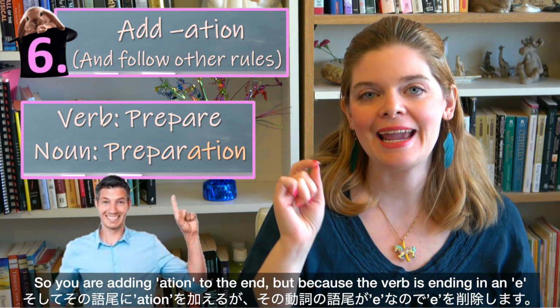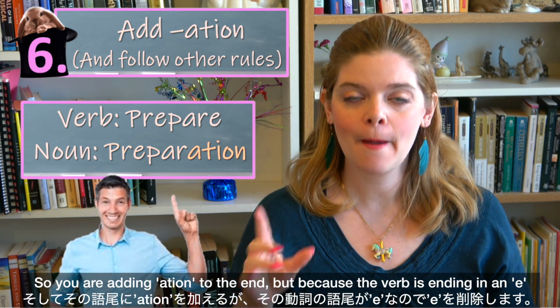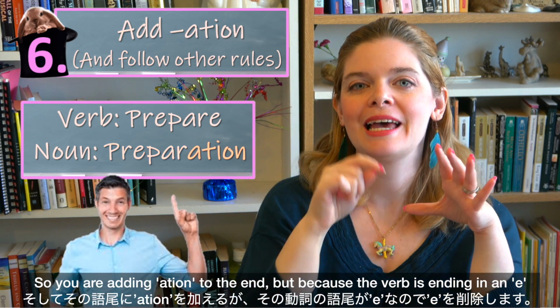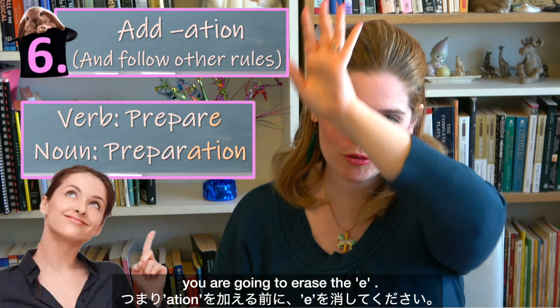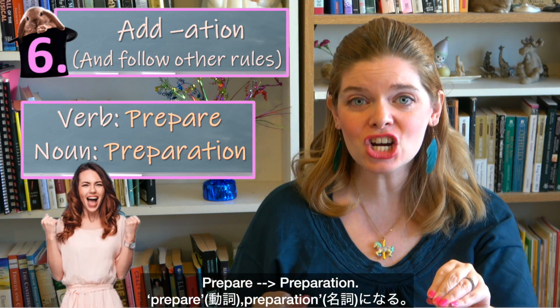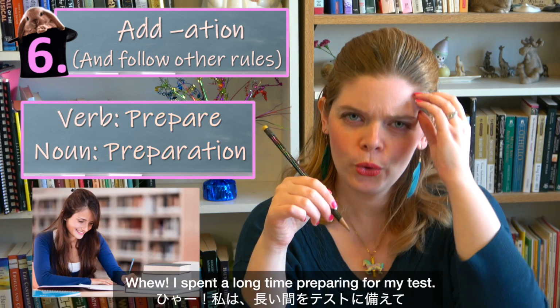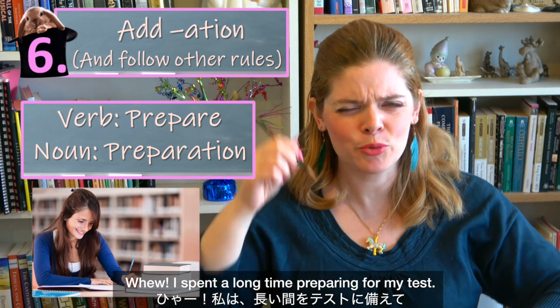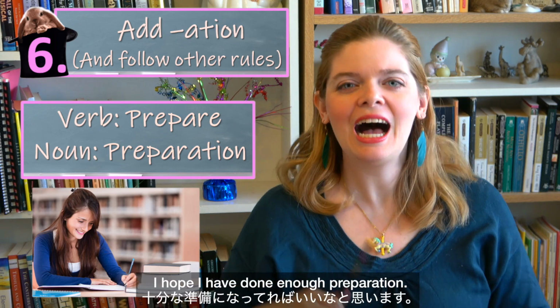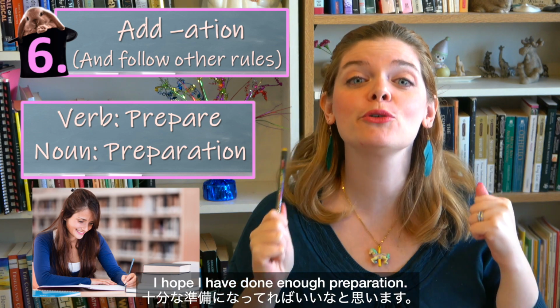So you're adding ation to the end, but because the verb is ending in an E, you're going to erase the E. Prepare, preparation. Whew, I've spent a long time preparing for my test. I hope I have done enough preparation.